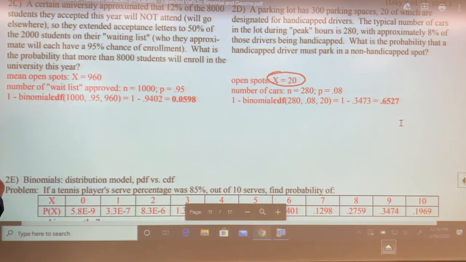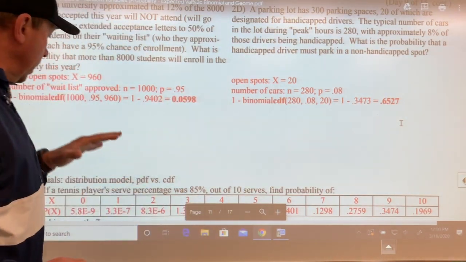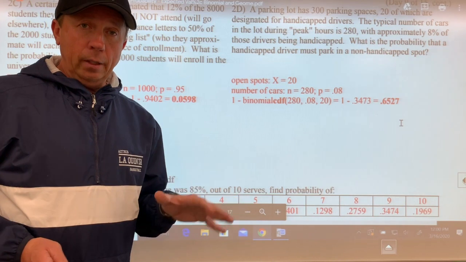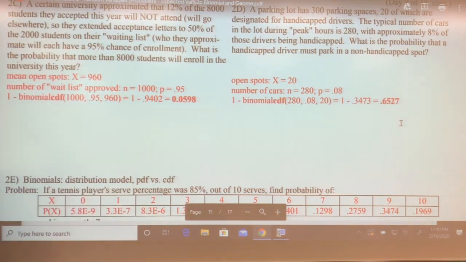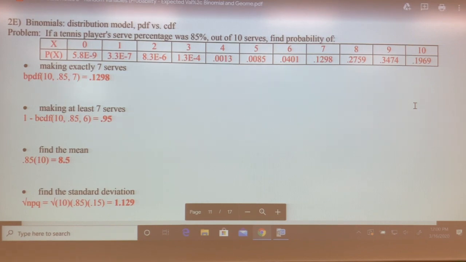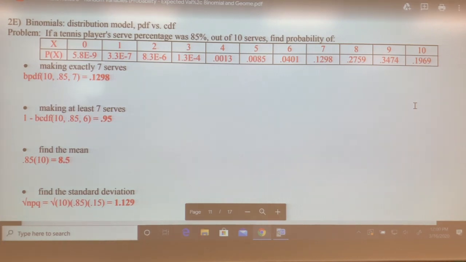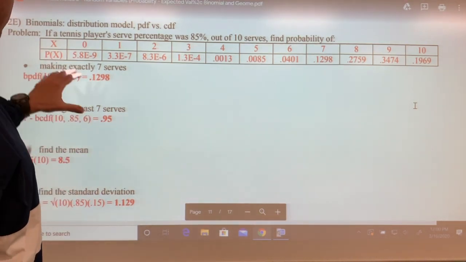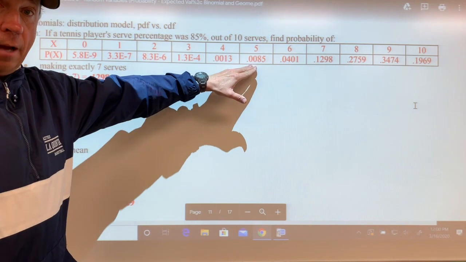All right, now, the last problem of the day, of this day 6, I should say, I'm going to do this on the calculator, okay? And I think you're going to get a lot out of this. So I'll be out of the picture here in a second. Okay, first let's read the problem. If a tennis player's serve percentage was 85% out of 10 serves, find the probability of, and then I have all these questions. Okay, this is great. What I'm going to do for you is make this whole distribution, which you have in front of you, but I'm going to make it on the calculator, okay?